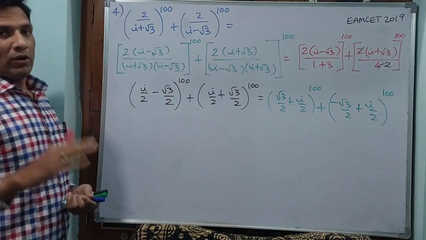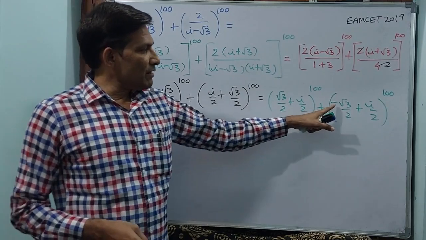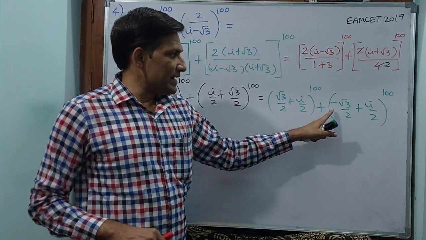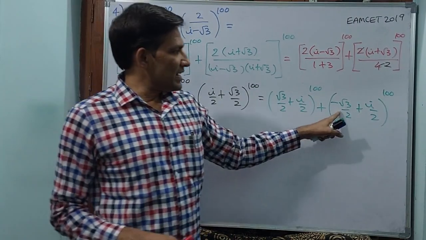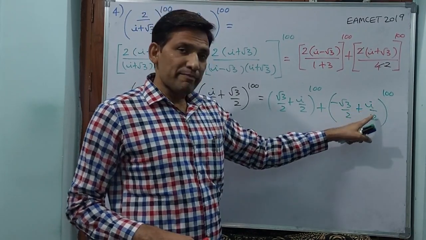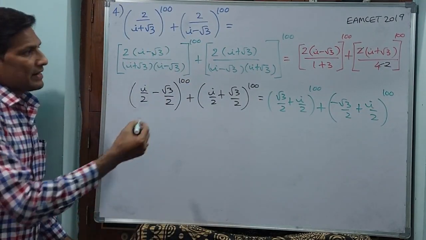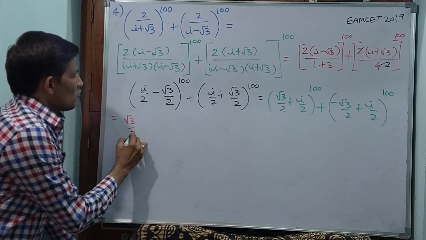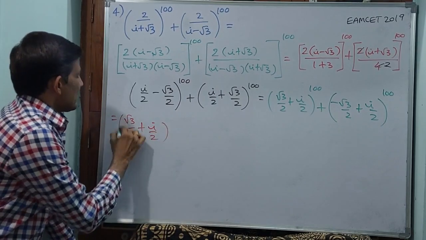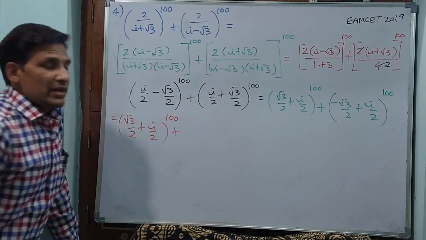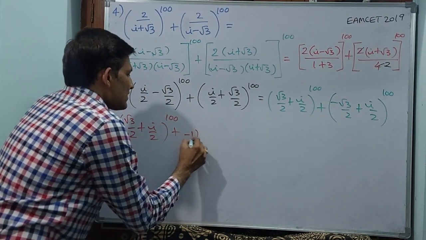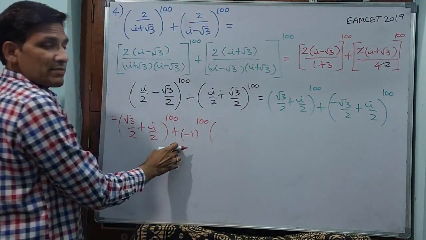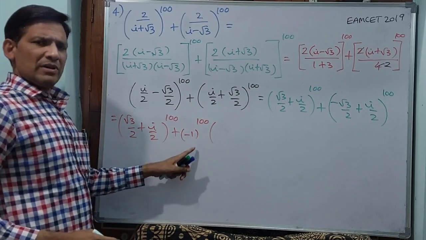Is it okay? See what I am doing now. This is okay, but here −√3/2 is there. I am taking −1 outside with power 100. If I take −1, automatically √3/2 minus i/2 will come. That is equal to (√3/2 + i/2)^100, no problem. But here I am taking out (−1)^100, because you have taken −1 out, that means (−1)^100. Anyway, this is going to become positive only.